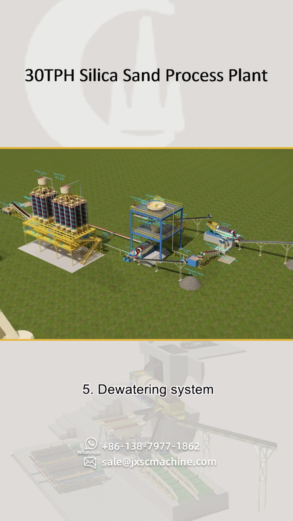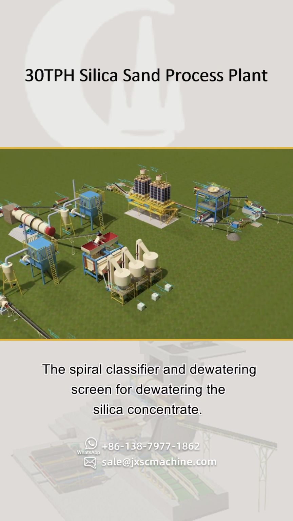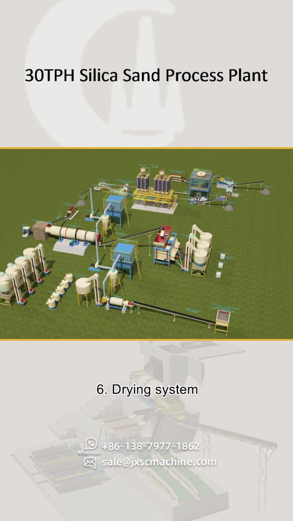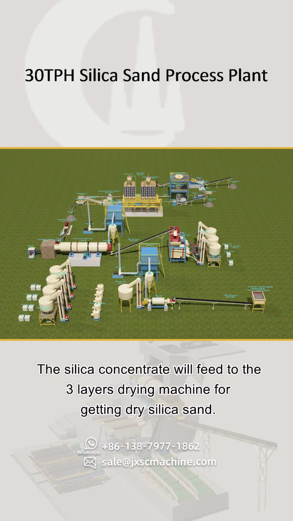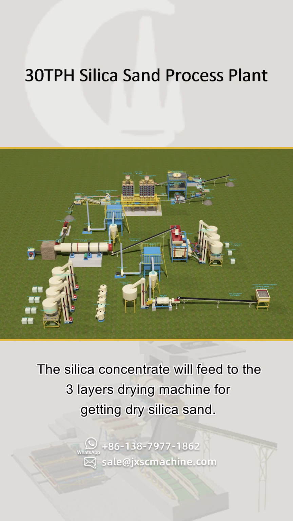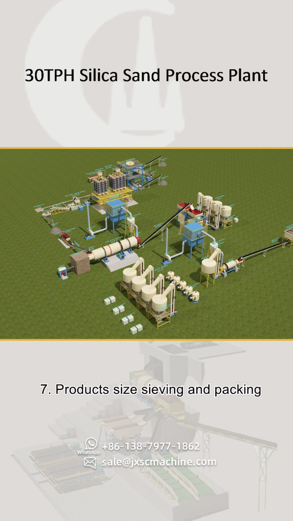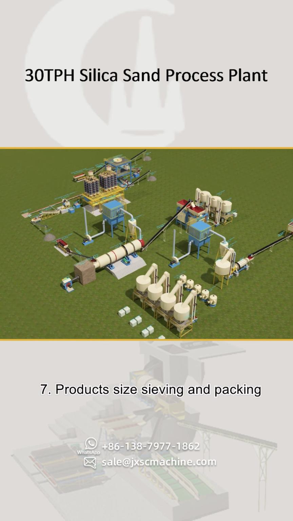5. Dewatering system. The spiral classifier and dewatering screen for dewatering the silica concentrate. 6. Drying system. The silica concentrate will feed to the 3 layers drying machine for getting dry silica sand. 7. Product size sieving and packing.